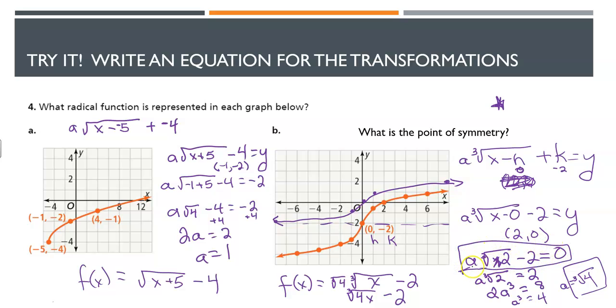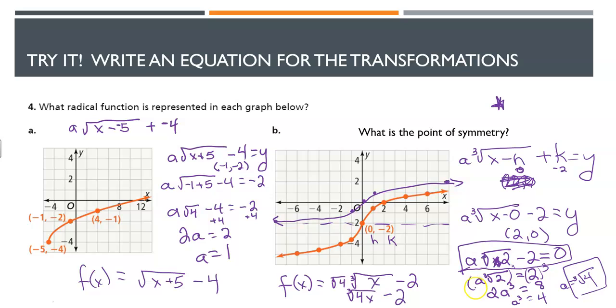So that's a times the cubed root of 2 minus 2 equals 8. So I added 2 to both sides. Okay, now I'm stuck with the cubed root of 2 times a equals 2. Remember that if we want to get rid of that, we can cube both sides. We did this a little bit.